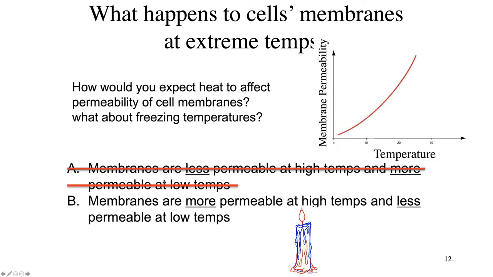So the correct answer is membranes are more permeable at high temperatures and less permeable at low temperatures. So this is temperature, this is membrane permeability. And as you get hotter and hotter, basically the molecules move faster and faster, and the membranes start to break down. So you can think of a membrane being sort of like a wax candle. If you keep a candle at a cold temperature, it's really hard and stiff. If you heat it up a lot, it starts to melt and break down. And that's the same way that membranes behave.